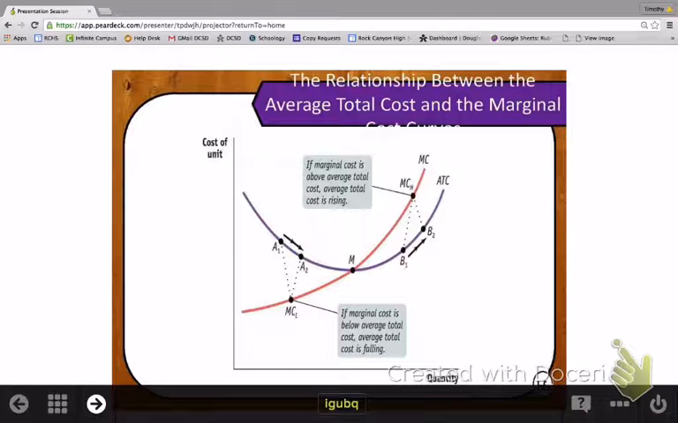And here we see the relationship between the average total cost and the marginal cost curve. Again, if marginal cost is below average total cost, average total cost is falling. If marginal cost is above average total cost, average total cost is rising. And so marginal cost is equal to average total cost at the minimum of the average total cost curve, which is U-shaped because of this.